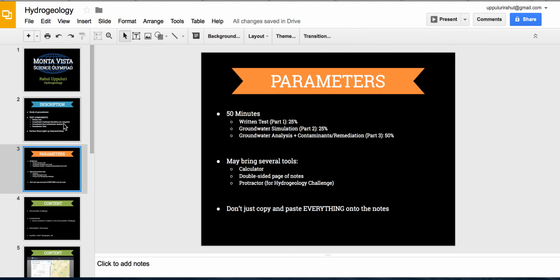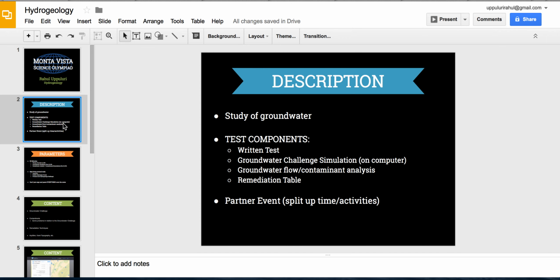In addition, I discussed this in the previous slide, but it's a partner event. It's really in your favor to split up the time and the activities between you and your partner, especially considering one part is on paper and the other part's on the computer, which means you're going to be saving a lot more time.